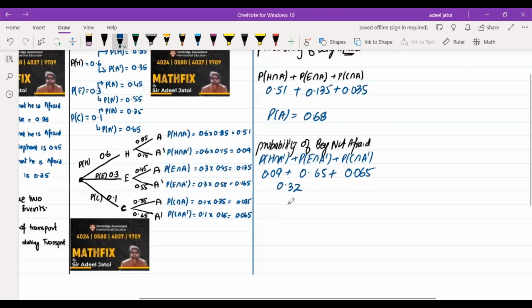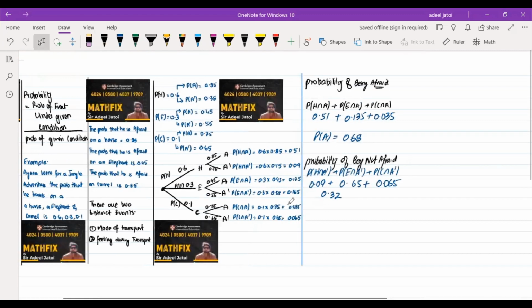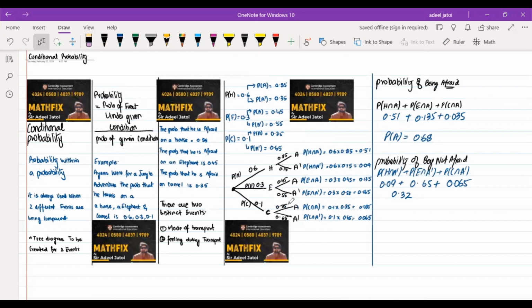So there can be two different questions that can be asked: probability of being afraid and probability of being not afraid. We have still not worked anything regarding the conditional probability up till now. It is just the normal probability that we are dealing in. Yes, we made sure that we draw the tree diagram, but nothing is related to the conditional probability here. The major thing is that we found out the probability of being afraid and the probability of being not afraid.